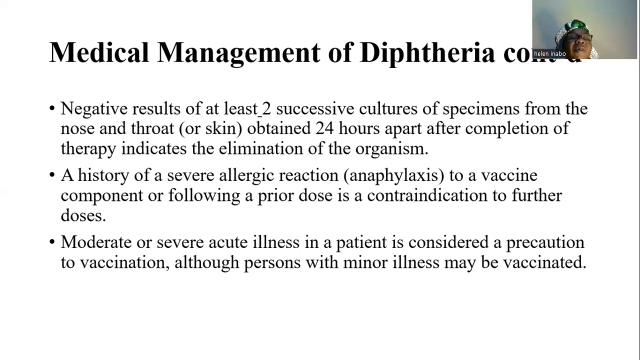However, a history of a severe allergic reaction, anaphylaxis, to a vaccine component or following a prior dose is a contraindication to further doses. Moderate or severe acute illness in a patient is considered a precaution to vaccination, although persons with minor illness may be vaccinated.